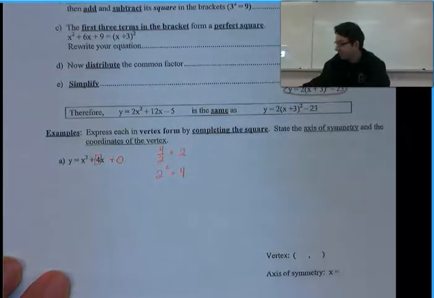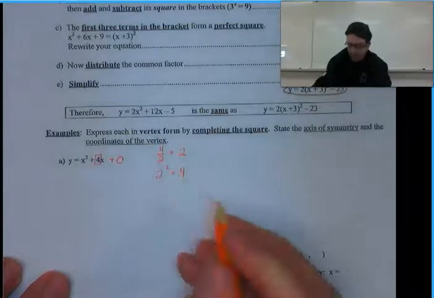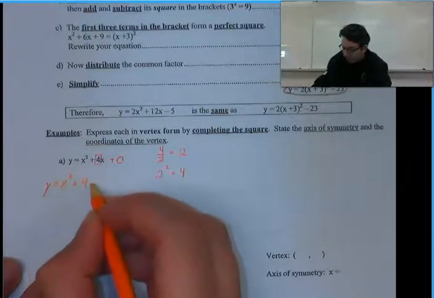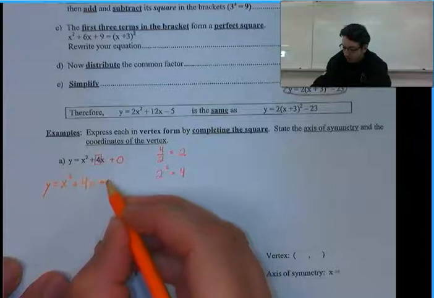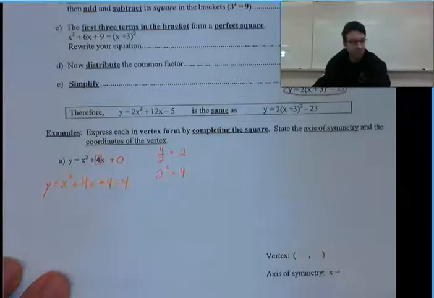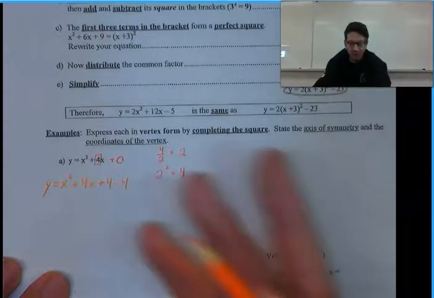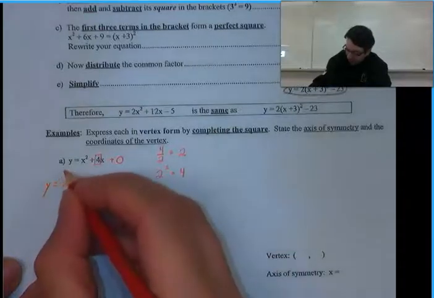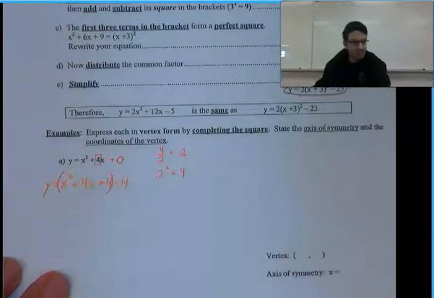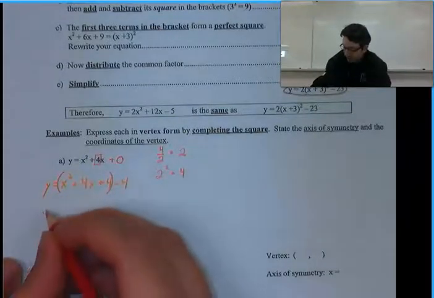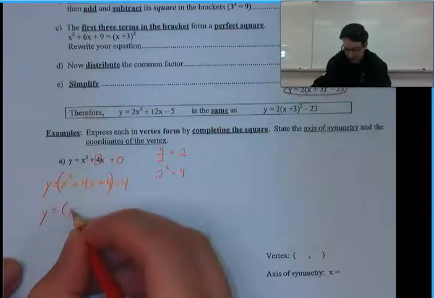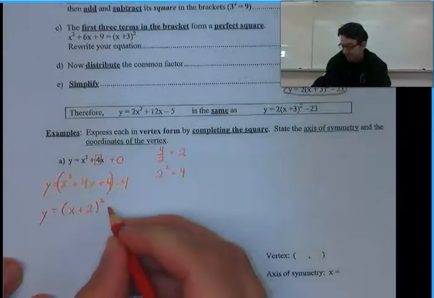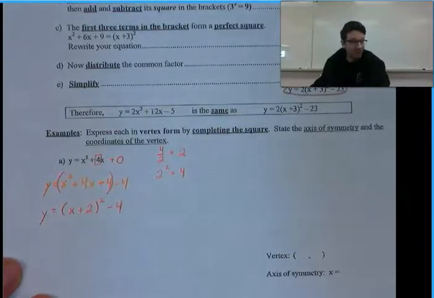So once we have that, we can add and subtract 4. So we will have y equals x squared plus 4x. And I'm going to add 4. And then I'm going to subtract 4. I don't have to keep writing plus 0 though. Right? Once we've done that, this here is a perfect square. It is x plus 2 all squared. And then you're just left with this negative 4 on the end, so minus 4. And that's it. You're done.